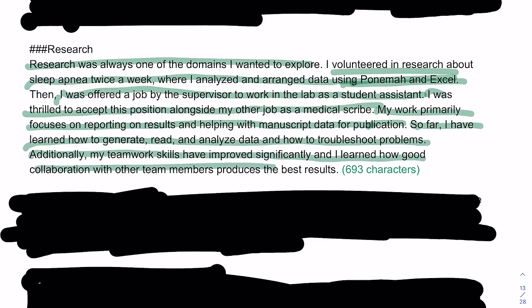produces the best results. From reading this, I don't know who this student is. I just know that they think they're a good problem solver. They think they have good teamwork skills. They think they are awesome because they were offered a job. They think they're a good multitasker, multi-juggler, whatever, because they have a job as well as a scribe. So there's nothing here that tells me much about the student.